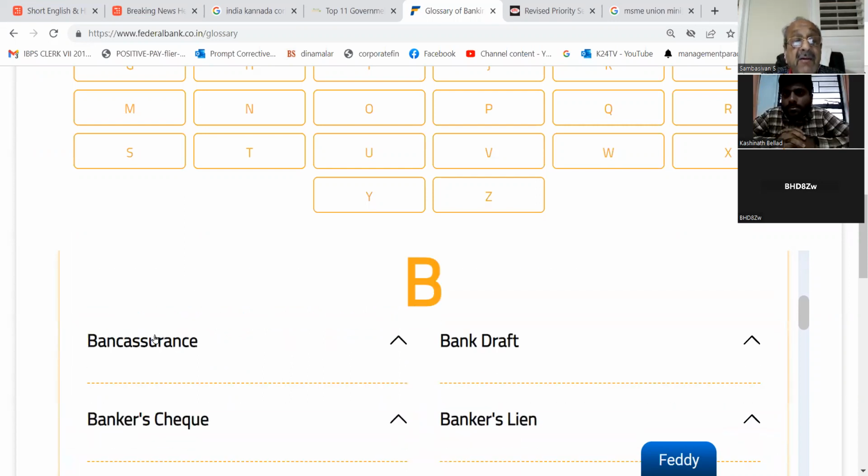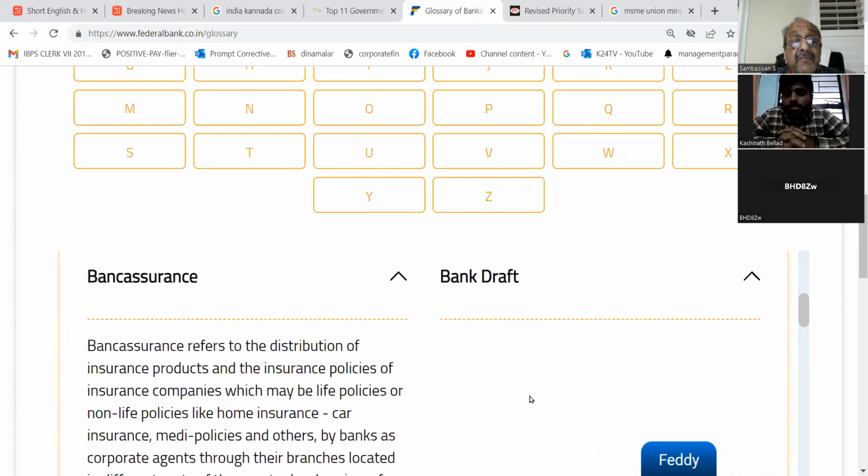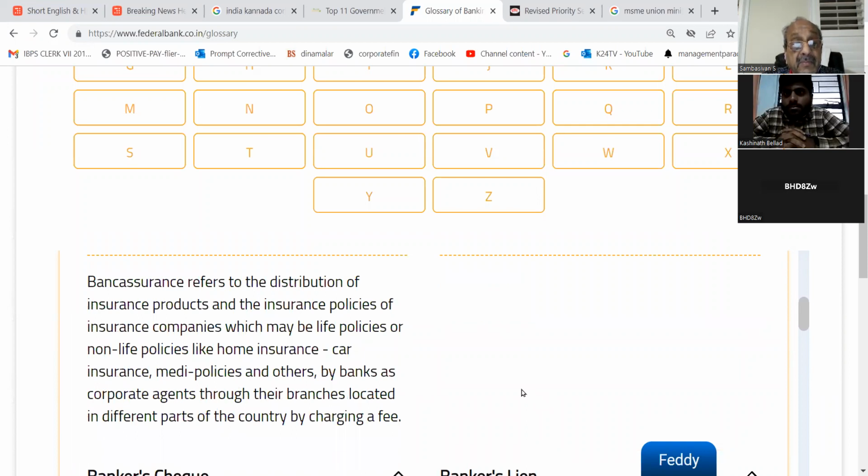Please read bank assurance. Bank assurance refers to a distribution of insurance products and the insurance policies of insurance companies, which may be life policies or non-life policies like home insurance, car insurance, mediclaim policies, and others by banks as corporate agents through their branches located in different parts of the country by charging a fee.